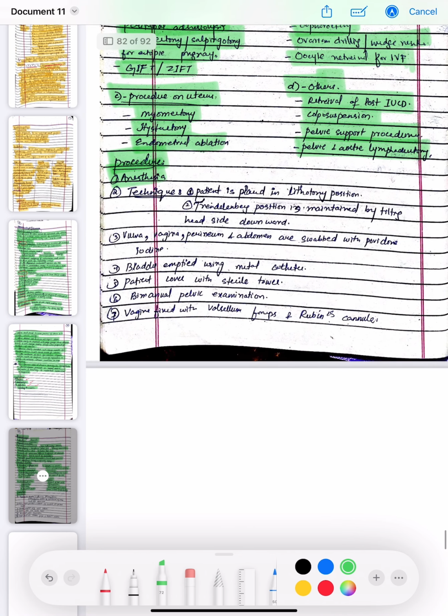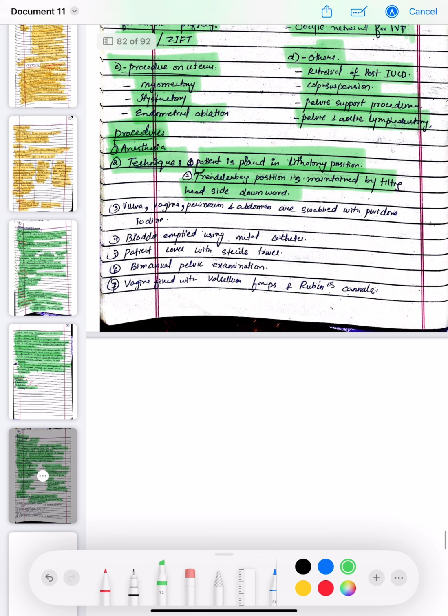Then the technique is that the patient is placed in the lithotomy position, and the Trendelenburg position is maintained by tilting the head side downward. The vulva, vagina, perineum, and abdomen are swabbed with povidone, and the bladder is emptied using a metal catheter. Then the patient is covered with a sterile towel and a bimanual pelvic examination is done. And then the cervix is fixed with Vulsellum forceps and Rubin's cannula.